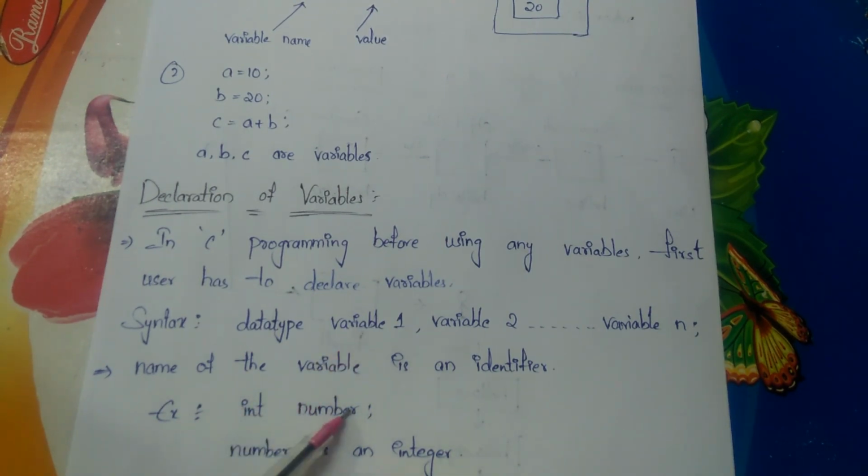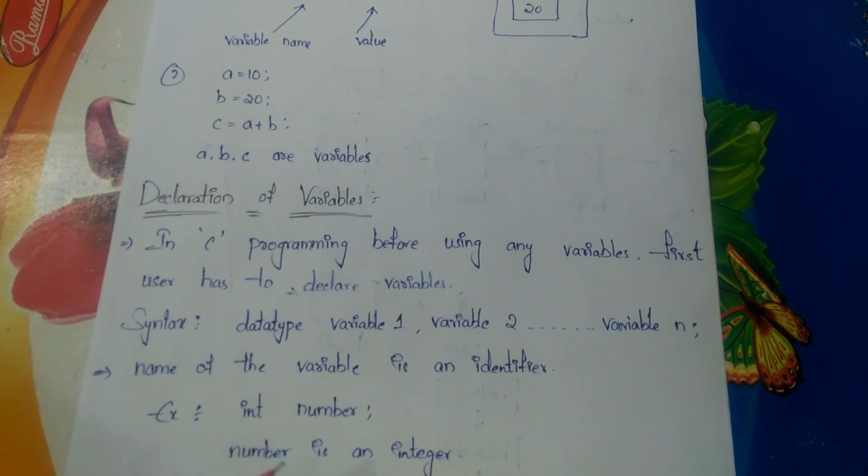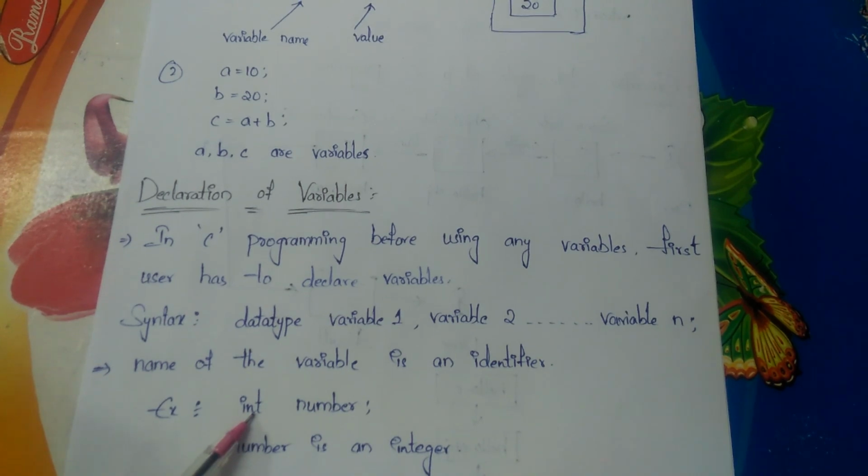Not only one variable, we can create a number of variables by using the data type. Here number I want to declare as an integer, that's why I am using the data type int. If I want any character or string, then I have to use the char data type. Here number is an integer, that's why I am using the int data type.